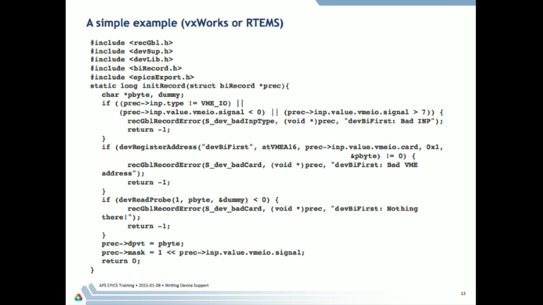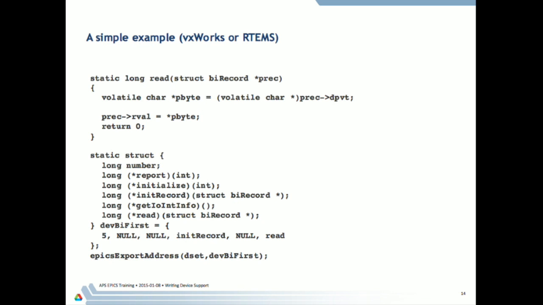If that returns successfully, then we set our device private field, our dprivate, to the pointer, and also set the mask field, which the binary input record has, to the bit number for the signal number that we were asked for. So that allows the I/O to get the data from that individual bit of the word. So that was the initialization.